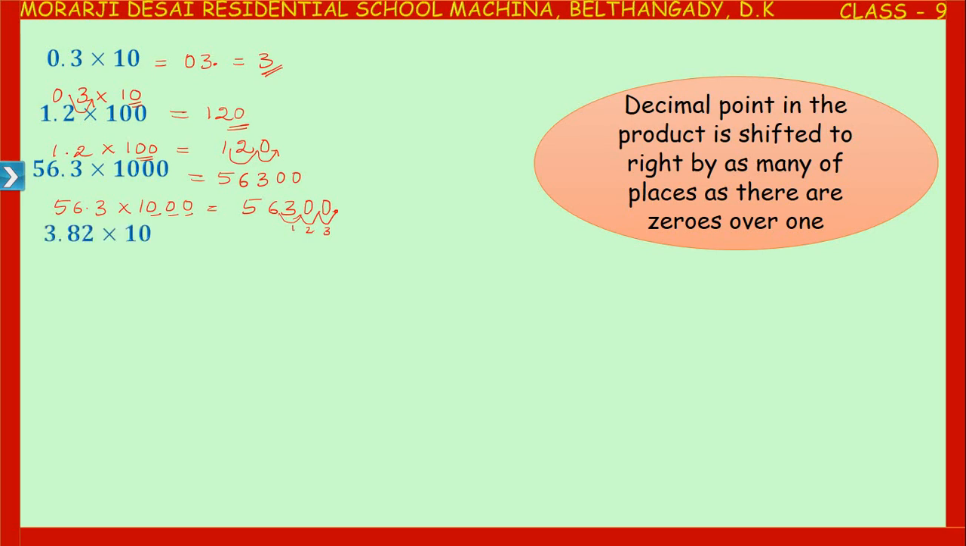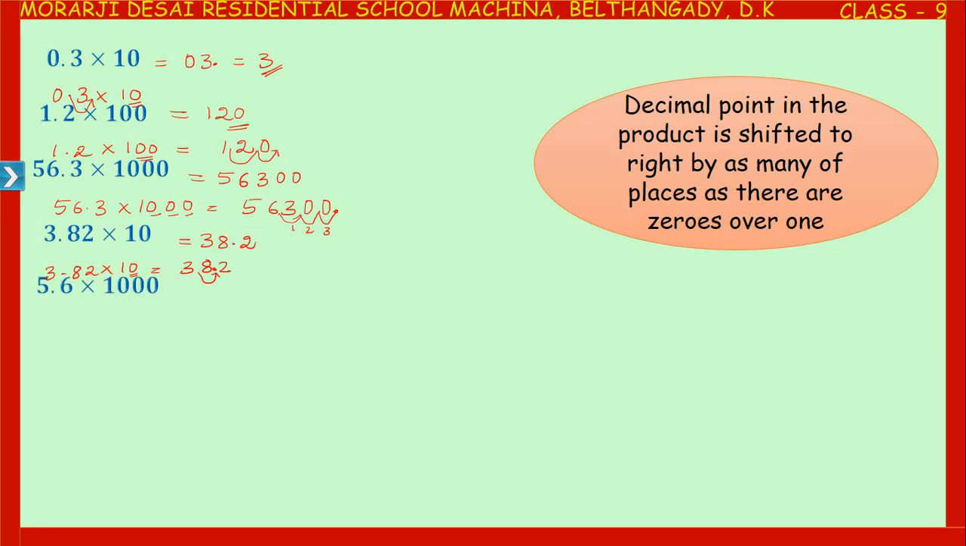Now 3.82 into 10. In the answer, write 382. Now move the decimal point. How many zeros are there over 1 here? One zero. So the point is here, 3.82. The point has to be moved one step forward. That becomes 38.2.